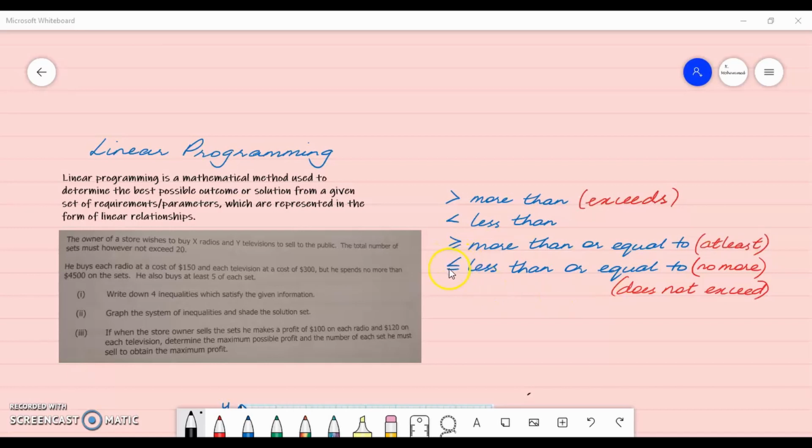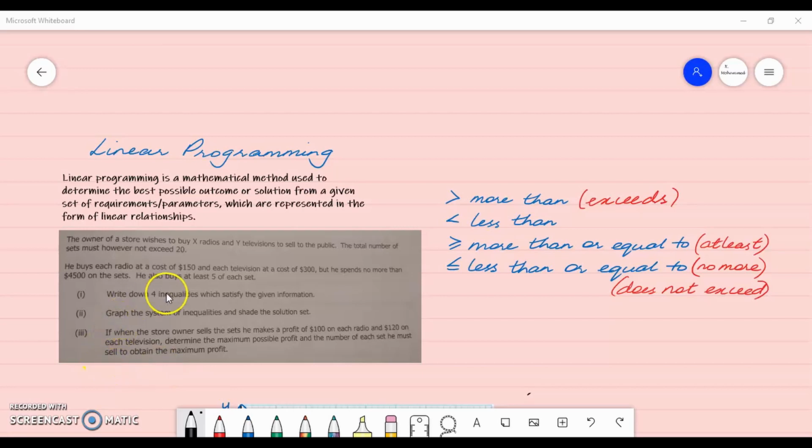Next, we have our less than or equal to sign. And sometimes they will say no more than. So if I say no more than 10 radios, it means less than or equal to 10 radios or does not exceed. So the number of radios does not exceed 10. It means that it has to be less than or equal to 10.